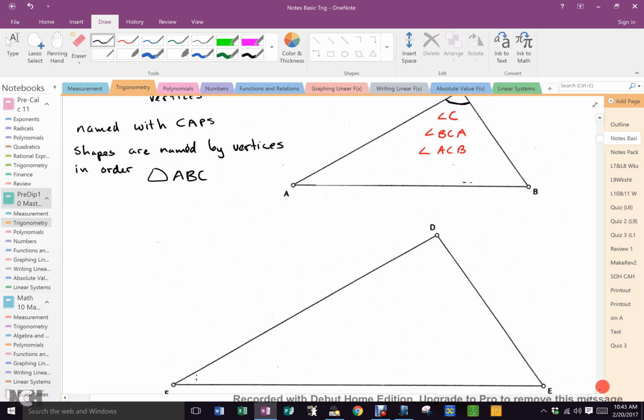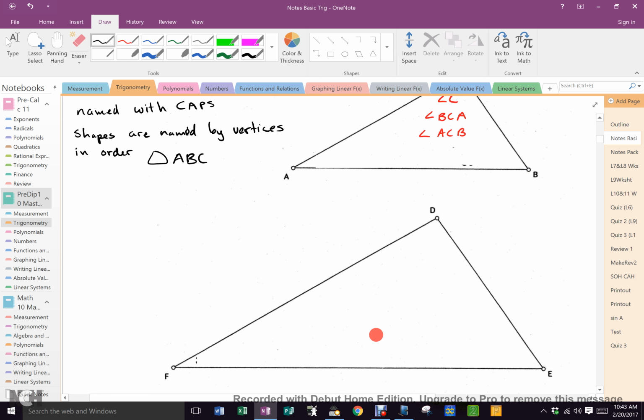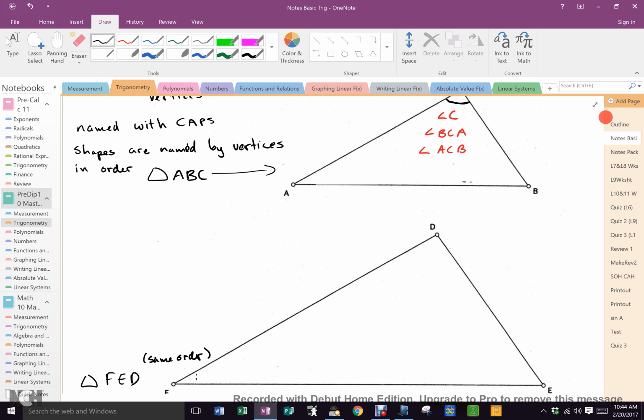So what would be the name of this triangle down here? If this guy is named ABC, what is this guy's name? FED. This guy is triangle FED. Why? Because you got to go in the same order. Everybody cool with that? Yeah? All right. So, because we name in the same order. Okay, now, what else is there on a triangle other than angles?